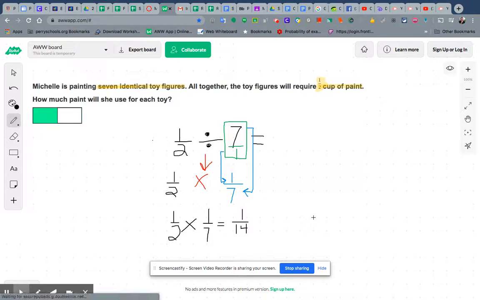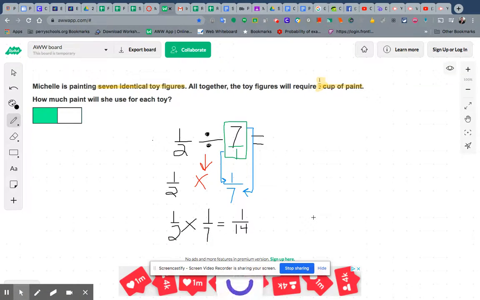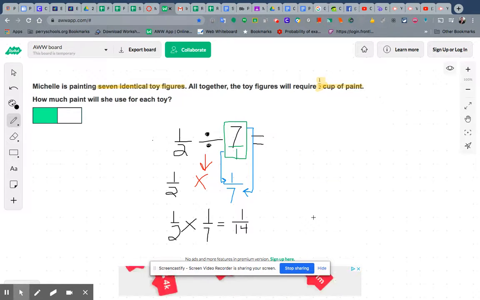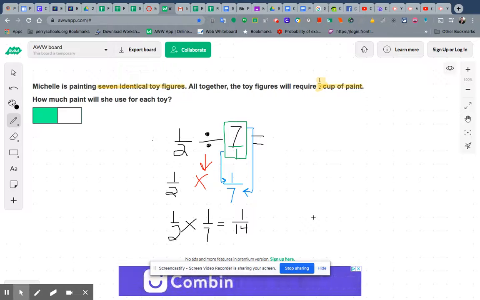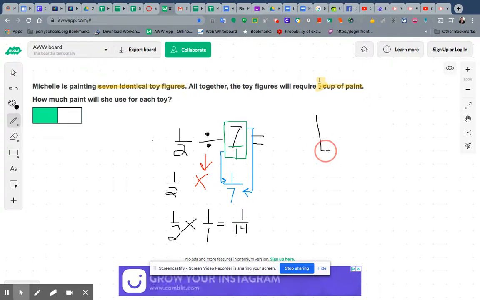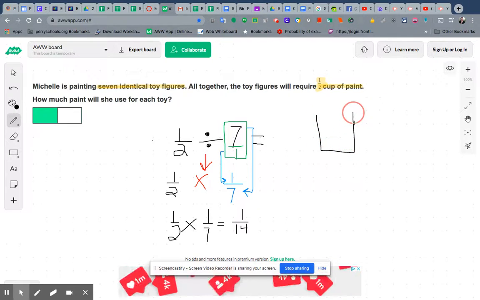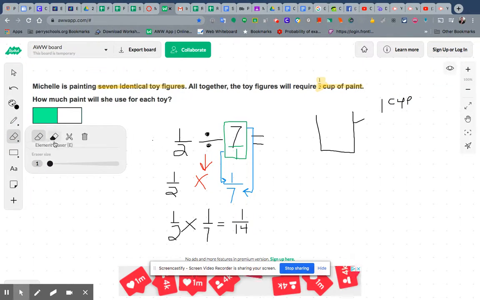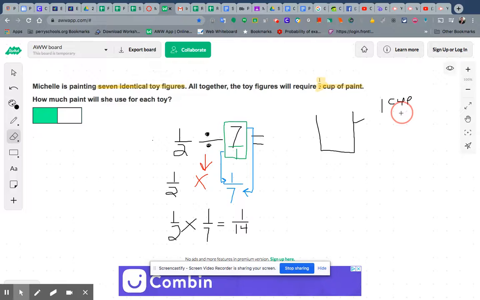Now, this is where knowing multiple ways to solve helps, because it's really hard to take half a cup of paint and divide it evenly amongst 7. But here's what it would look like. We're going to pretend like this is 1 cup of paint. Oh, it's a terrible U. Let me erase that here real quick.